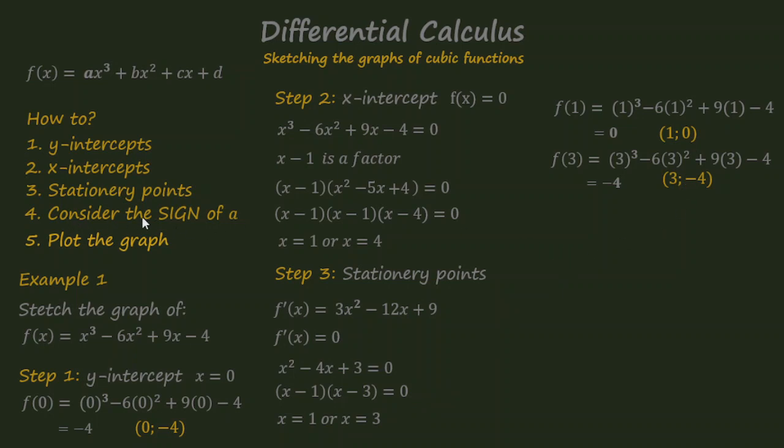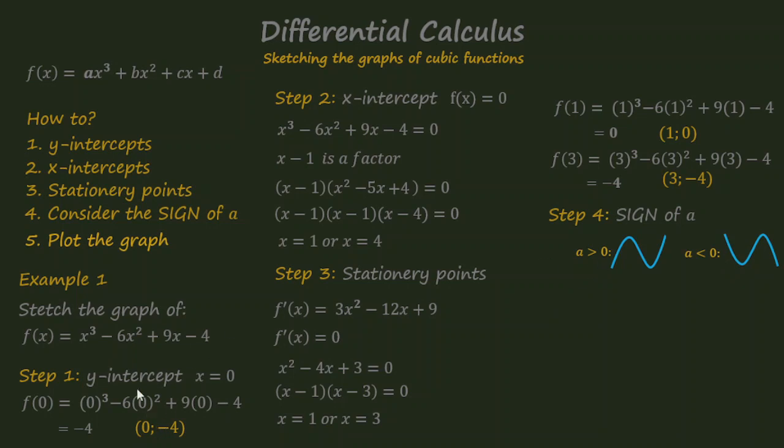Now we can consider the sign of A to predict the shape of the graph that we are going to draw. When A is greater than 0, or when A is positive, like in our case, our A here is 1 and it's positive, the graph will look like this. It starts down, there we go, and then it goes up. When x is less than 0 or negative, the graph starts up, then like that.